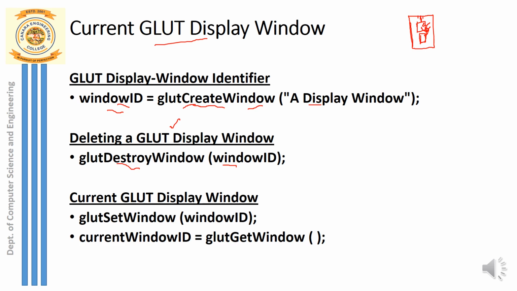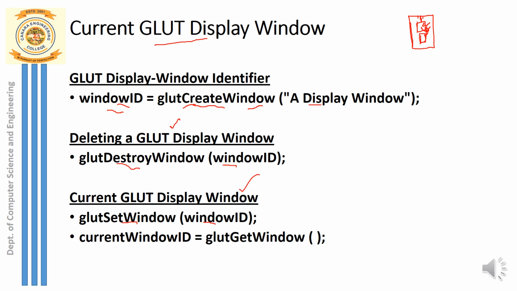Next, suppose you want to set a current display window. What is the meaning of current display window? It is something like I want to get one particular display window into the forefront, into the foreground. I want to make a new display window the current display window. So how do I do that? I can make use of a function called glut set window, and for whichever window is there in the background, its window ID you should pass as a parameter.